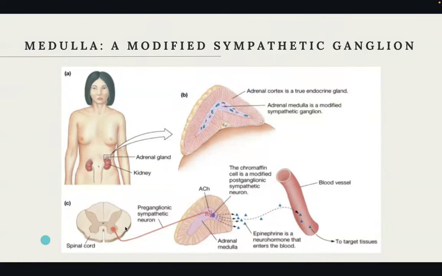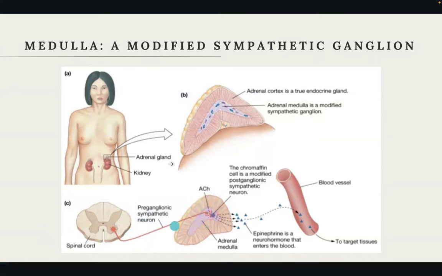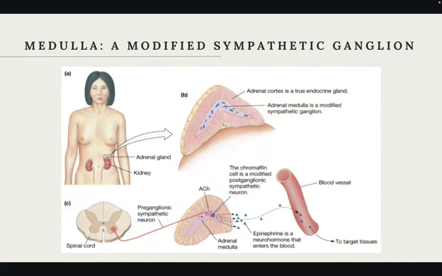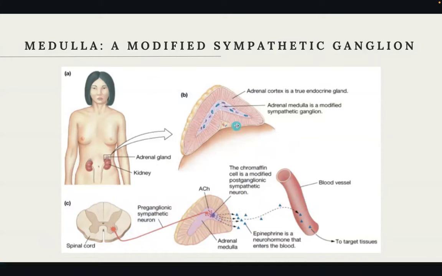What does this mean? Basically we have here the preganglionic neuron. It's going to go to my adrenal medulla, synapse, and release acetylcholine. Acetylcholine is then going to stimulate my chromaffin cells, just like it would a postganglionic neuron, and cause the release of my epinephrine and norepinephrine. Now, epinephrine and norepinephrine are going to go to the blood vessels, and as we discussed before, they're going to cause vasoconstriction. Remember, who will amplify their effects is cortisol binding to the alpha-1 receptor.